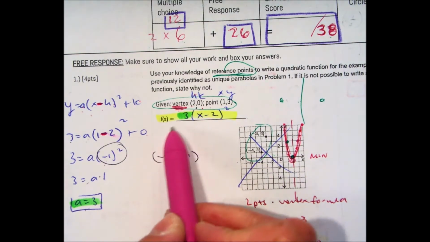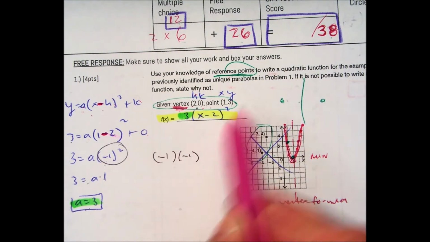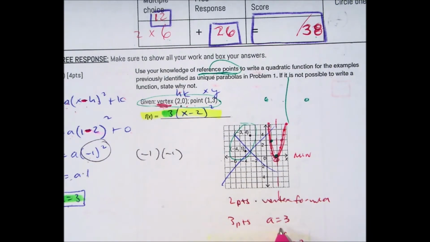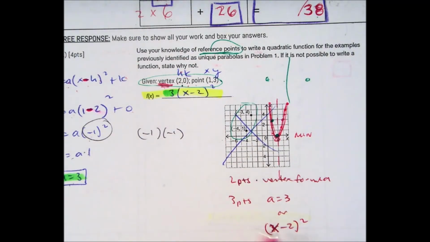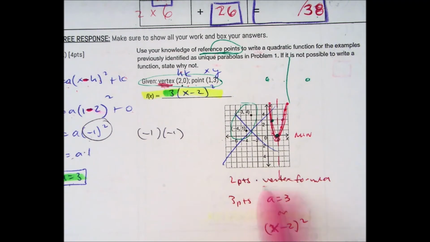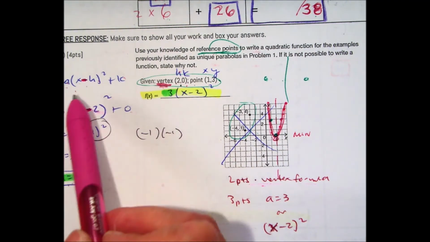To get full credit, your answer is 3 times quantity x minus 2 squared. If you got an A value of 3, I gave you 3 points. Or if you wrote on your final answer x minus 2 squared, I also gave you 3 points. If you just wrote down the formula and everything else is wrong, I gave you 2 points. Okay?